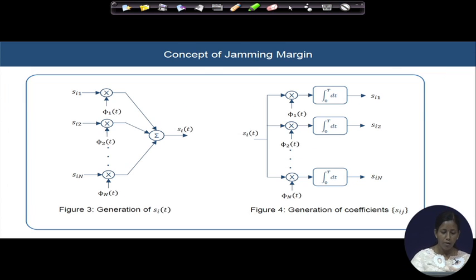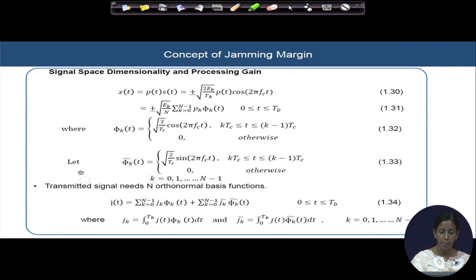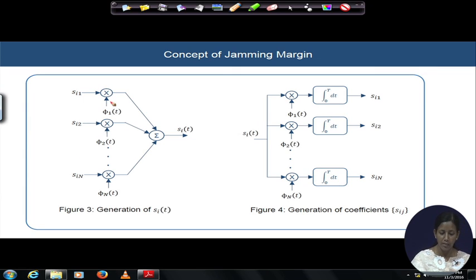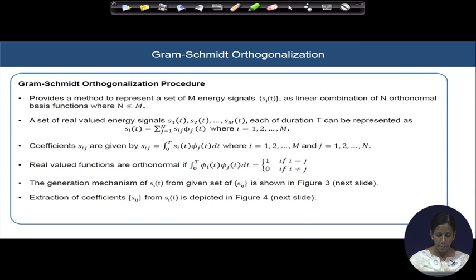Let us see. We know that if we have a set of coefficients from s_i1 to s_iN, and if we have the orthonormal basis functions set, then their corresponding multiplication and addition will generate my s_i(t), following the expression shown in the last slide.